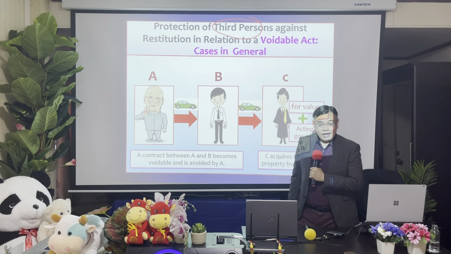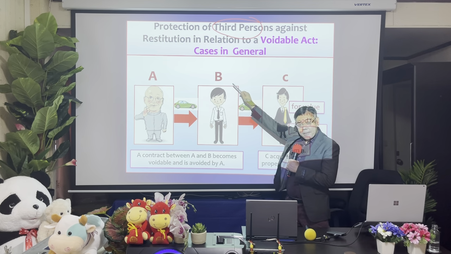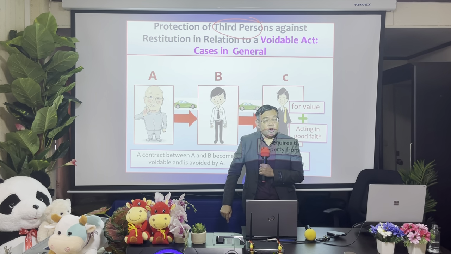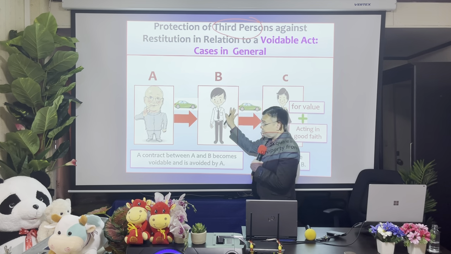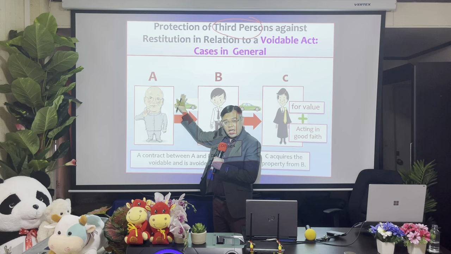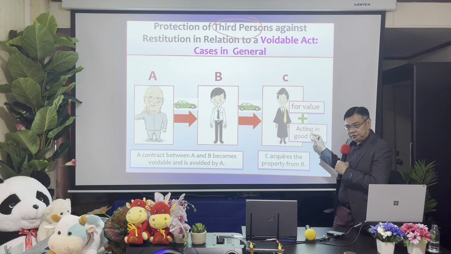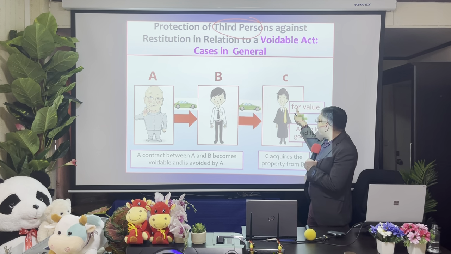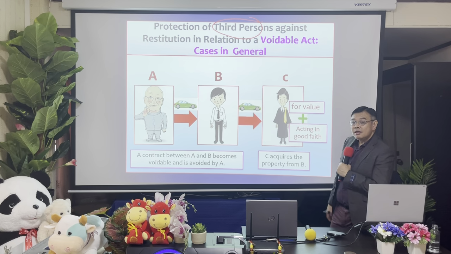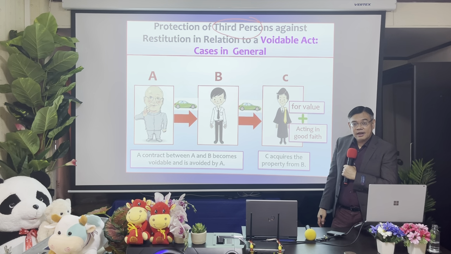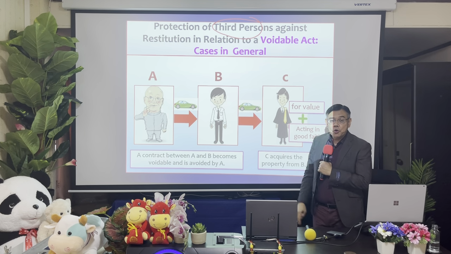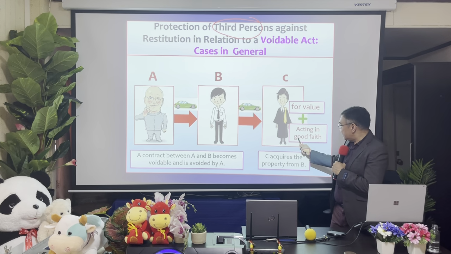C did not know that in fact B had acquired this car under the contract between A and B, which became voidable and which was avoided. If C knew nothing about the state of affairs with respect to the contract between A and B here, C acted in good faith. So when C has received the property for value and C acted in good faith, the law gives C legal protection by saying that the avoidance of the juristic act will not prejudice the rights of the third party who has received the property for value and in good faith.